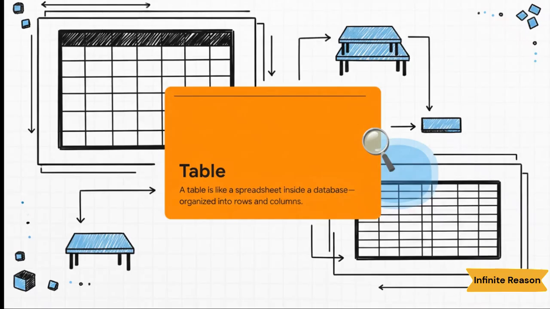So the absolute core of any SQL database is the table. And here's the good news. If you've ever used something like Excel or Google Sheets, you already get this concept. It's really just a grid, right? Rows and columns, all designed to hold pieces of information that belong together.